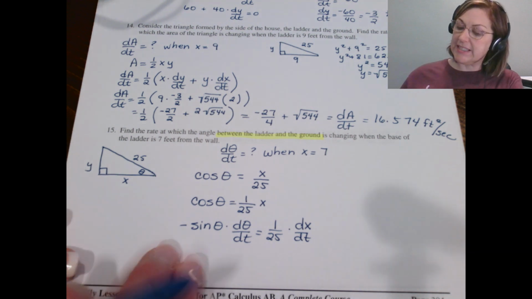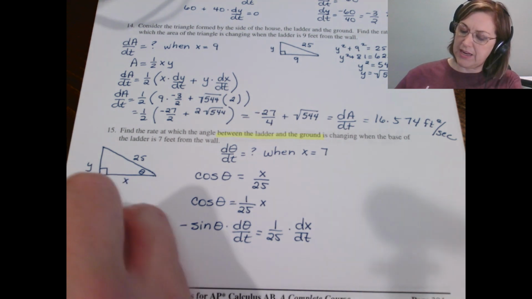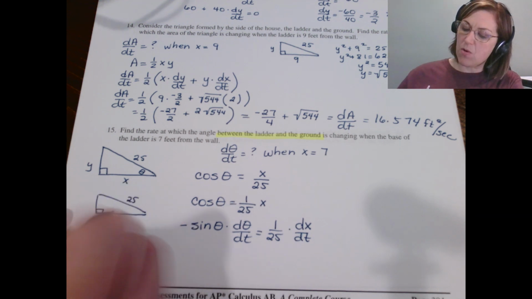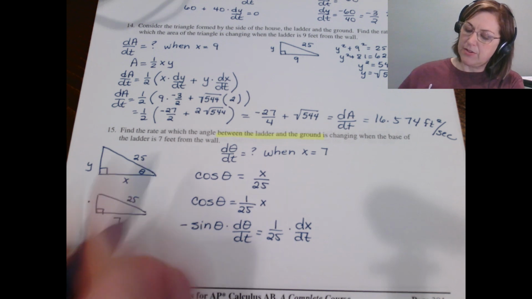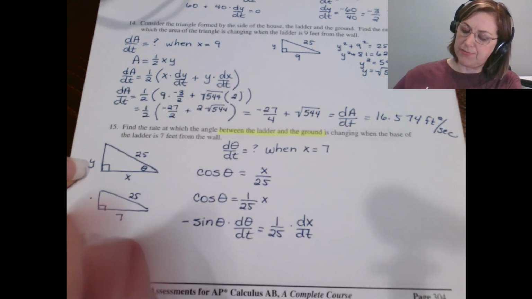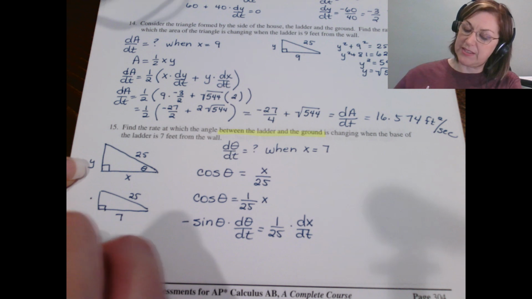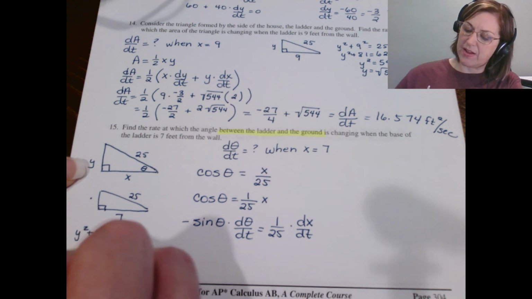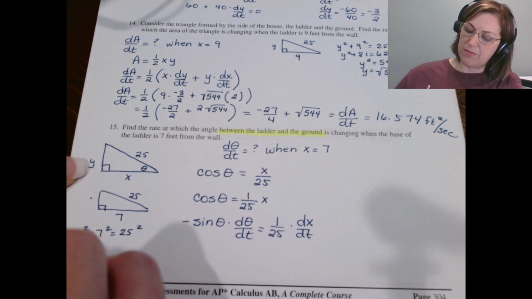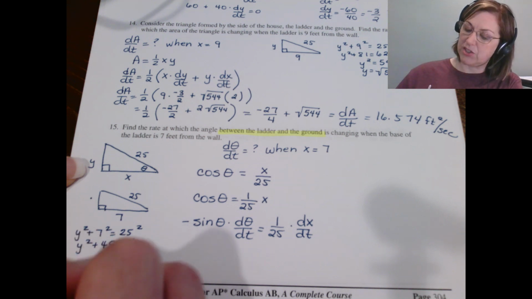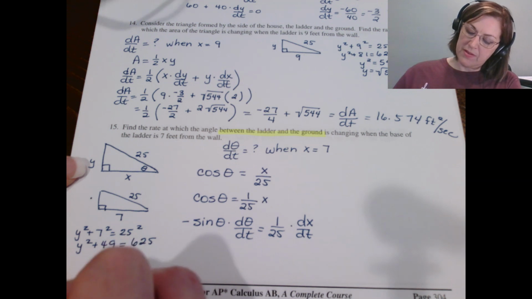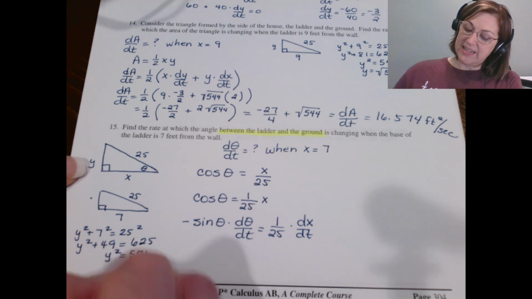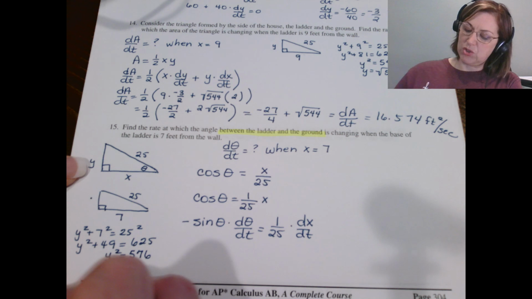Now, in order to find sine of theta, we'll need to find out what y is when x is 7. So let's see, I've got y squared plus 7 squared equals 25 squared. So y squared plus 49 equals 625. So y squared equals 576. So y is 24.